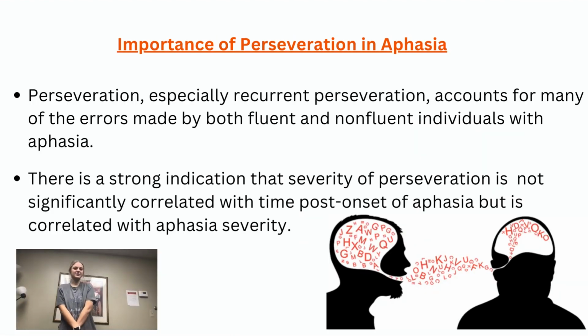In many individuals with aphasia, both fluent and non-fluent, perseveration accounts for many of the errors that we will see. Recurrent perseveration is the most common type of perseveration that we will see in our clients. In many studies, we found that there's a strong indication that severity of perseveration is not significantly correlated with the time post-onset of aphasia, but it is correlated with the aphasia severity.